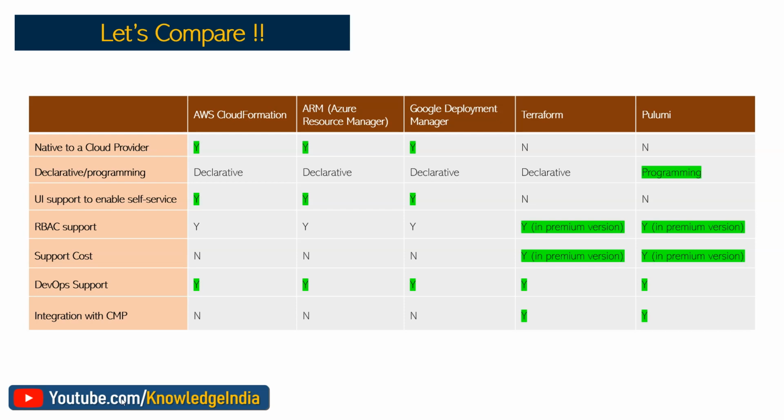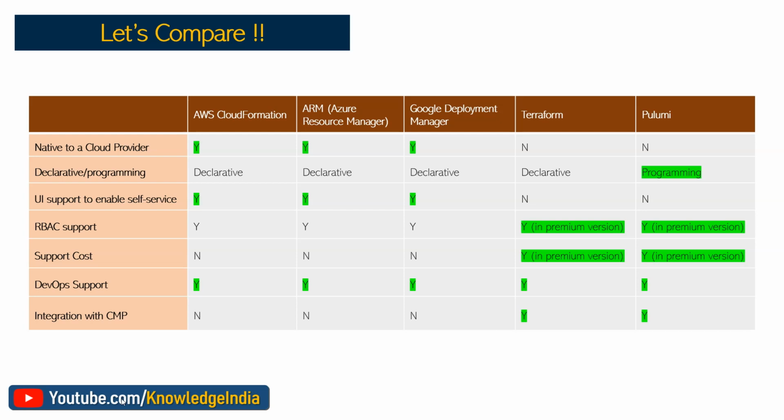Next one is support cost. Now, if you are using CloudFormation or Azure Resource Manager or Google Deployment Manager, and you are stuck while developing a template, or maybe because of some permission issue something is not working in your organization, you can easily open a support ticket to AWS, Azure, or Google Cloud, get an engineer, get that thing resolved, and you are good to go. And you don't have to factor in additional support cost if you are using these three things.